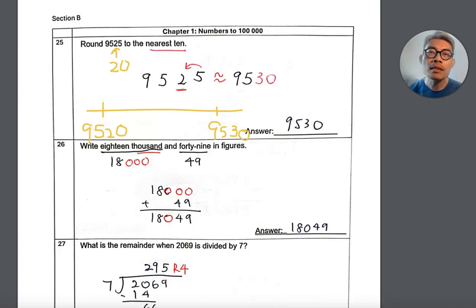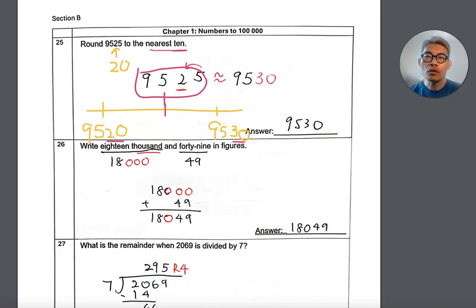So they're asking about this number, 9,225. Which number is it nearer to? Which 10 is it nearer to? Is it nearer to 20 or 30?